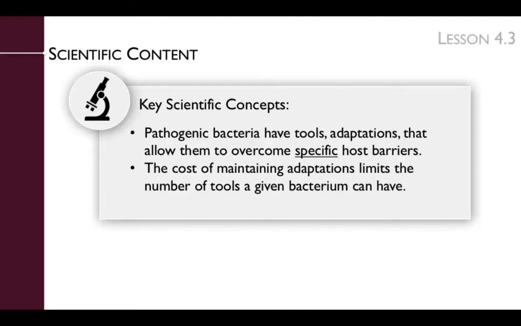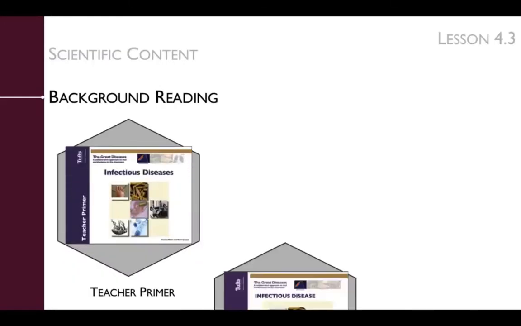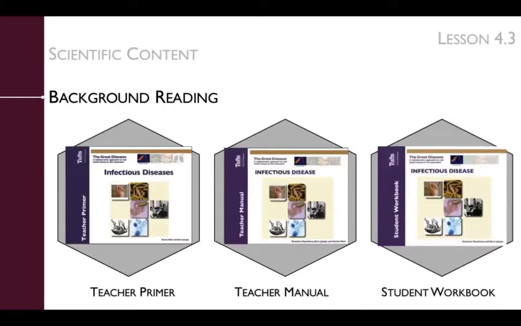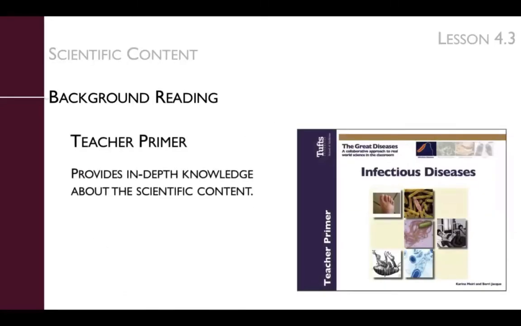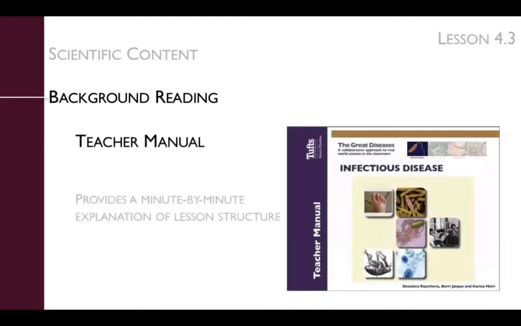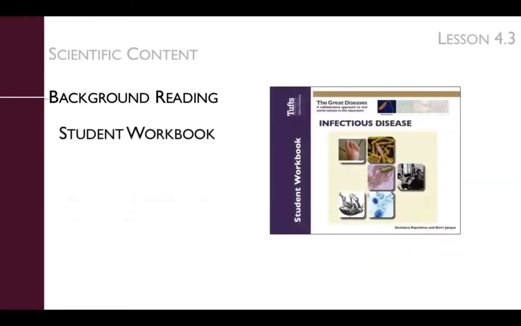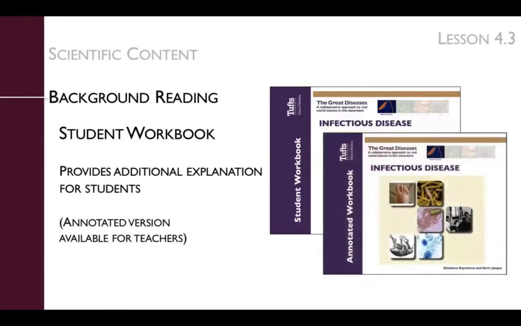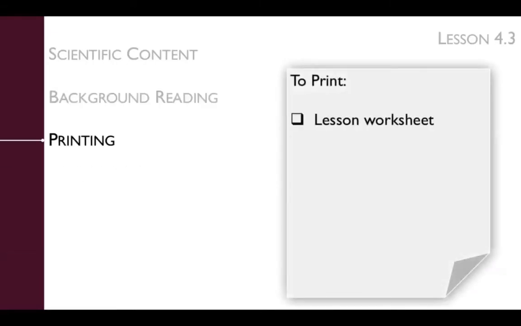You can review the scientific content in the background reading provided for you in the teacher primer, the teacher manual, and the student workbook. The teacher primer provides in-depth knowledge about the scientific content presented in this lesson. The teacher manual or lesson plan provides a minute-by-minute explanation of the lesson structure, and the student workbook provides additional explanation for students. Note that an annotated version is also available for teachers. Be sure to print the lesson worksheet.